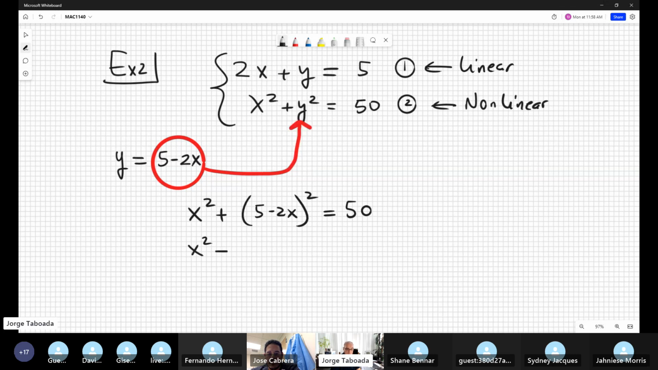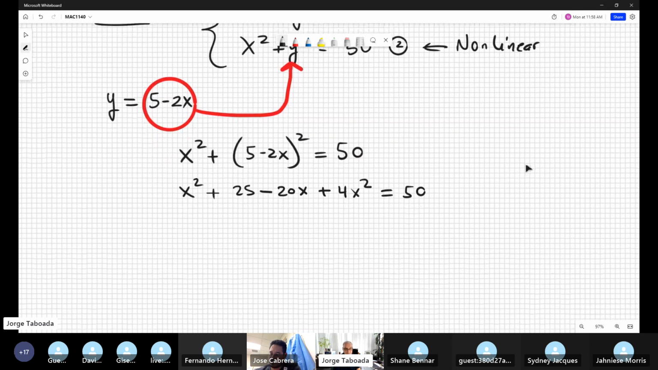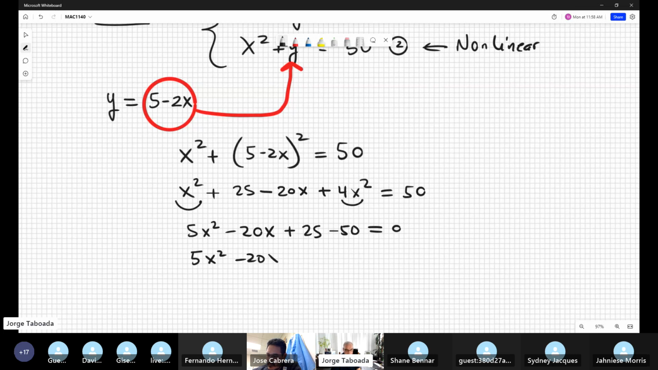Then x squared plus, you expand that guy: 25 minus, of course it's minus because the sign inside is negative, minus multiplication 5 times 2 is 10, times x is 20x, plus, the second is always positive, 4x squared, equal 50. Okay, we're ending now in a quadratic equation. Let me organize. We combine like terms. 1 and 4 together is 5. 5x squared minus 20x plus 25 minus 50 equals 0, so 5x squared minus 20x minus 25 equals 0.